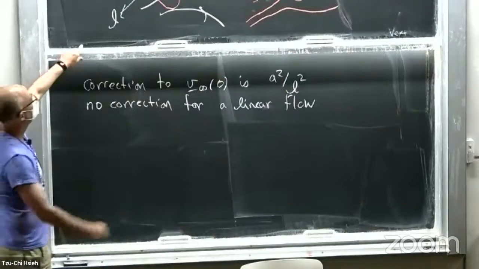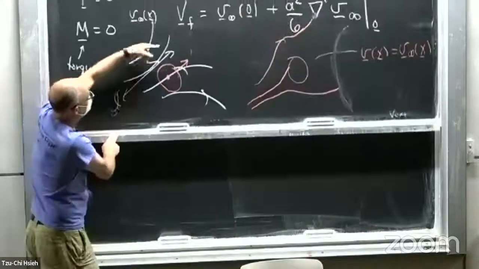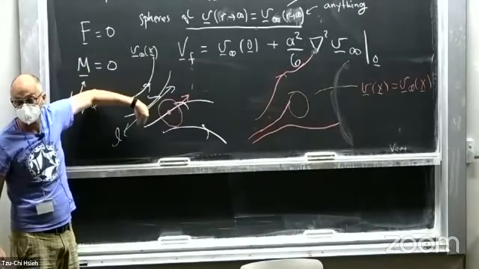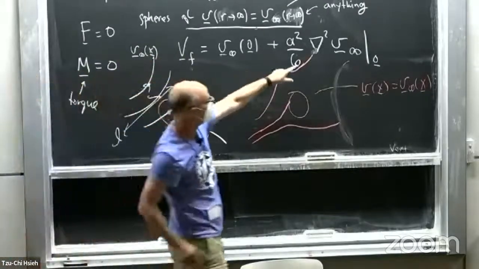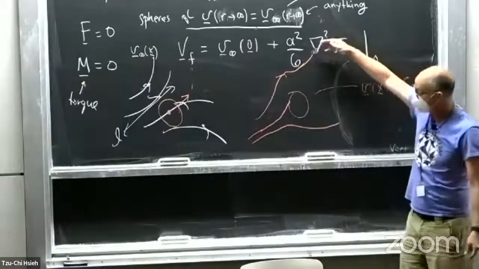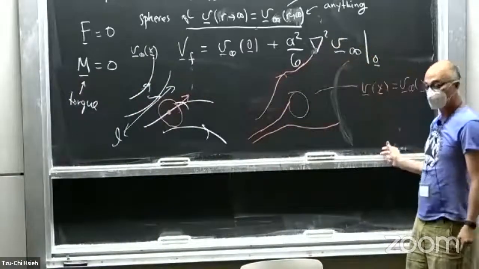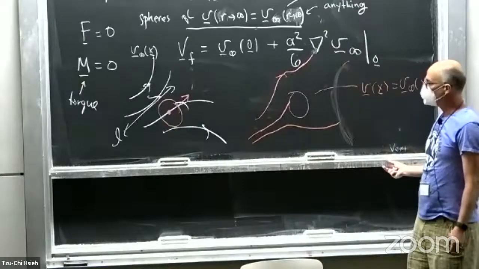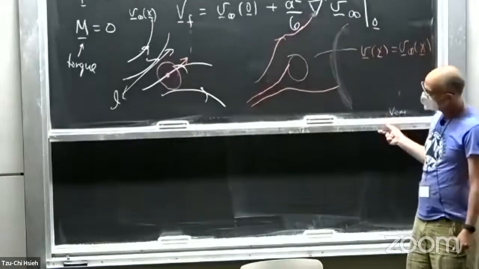So the second length scale L is just the scale of change in this background flow, in the undisturbed flow. So if I look at this over here, I take two derivatives, I'm going to get something like a squared over L squared for this term. So for swimming microorganisms, this is typically going to be small.